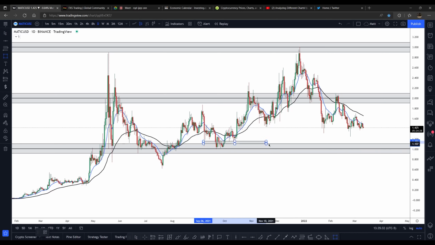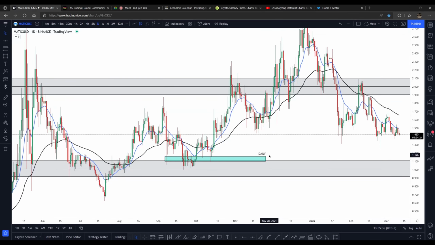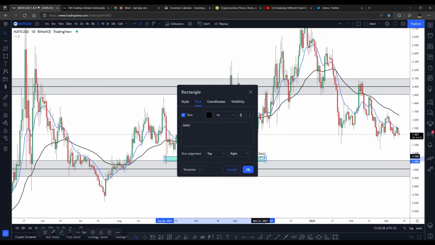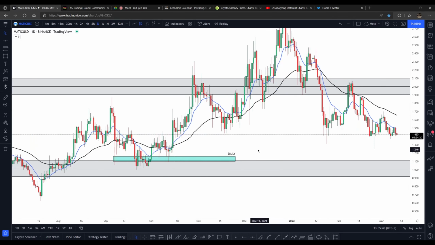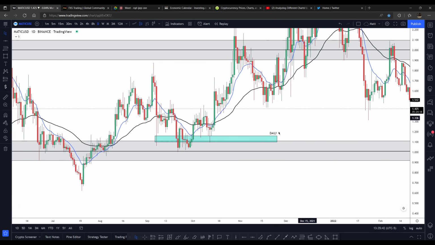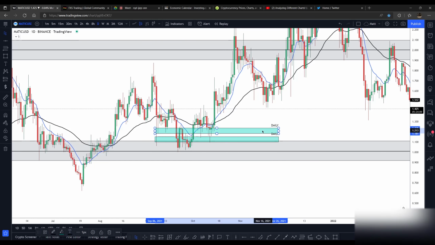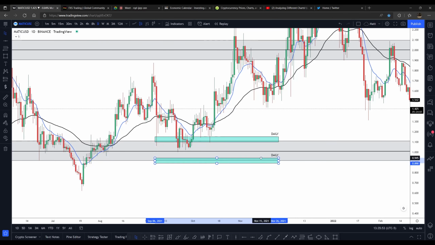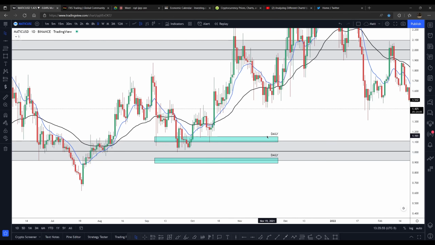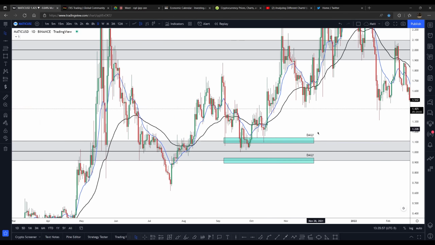So right off the bat, if I draw my daily zone over here, you can see it's marked out as a daily zone. I'll just keep this on for now so that you guys aren't confused. But like I said, the distance between the upper portion of this weekly zone and the lower one is basically going to be the distance, more or less, that I'm going to use for my daily zones. So something more or less like this.